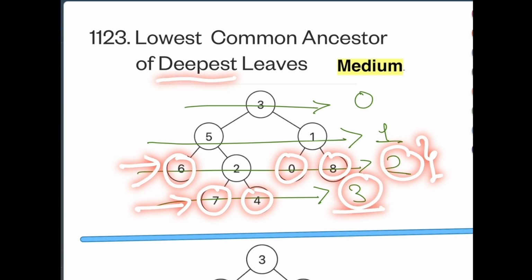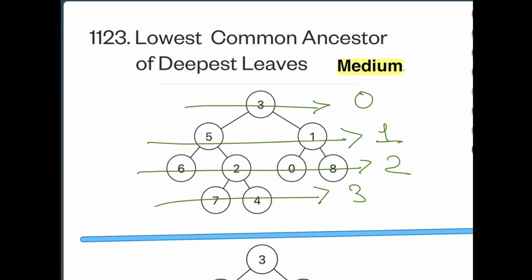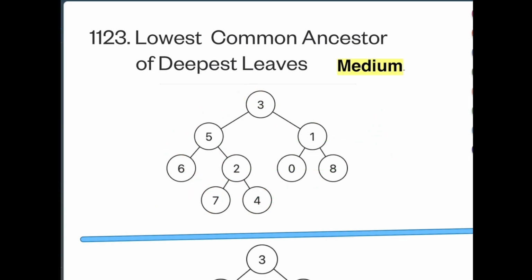So what's the deepest level? The deepest level is level 3 and that is why for this particular tree, the deepest leaves are 7 and 4. Okay. Now we need to find out the next thing. So now when we know that the deepest leaves are 7 and 4, what is the common ancestor for it?